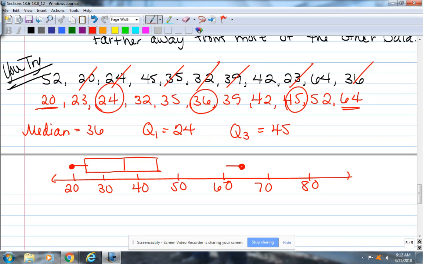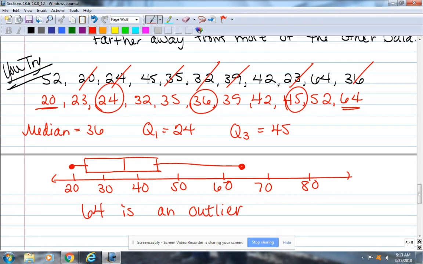Now, what do you notice about one of your whiskers? It's way longer than the other. That means 64 is really far away from the rest of the data. It's really far away from the median. So we would say 64 is an outlier. So when you're doing box and whiskers and you have one number that's far away from the rest of them, that would be an outlier. It kind of skews our data.